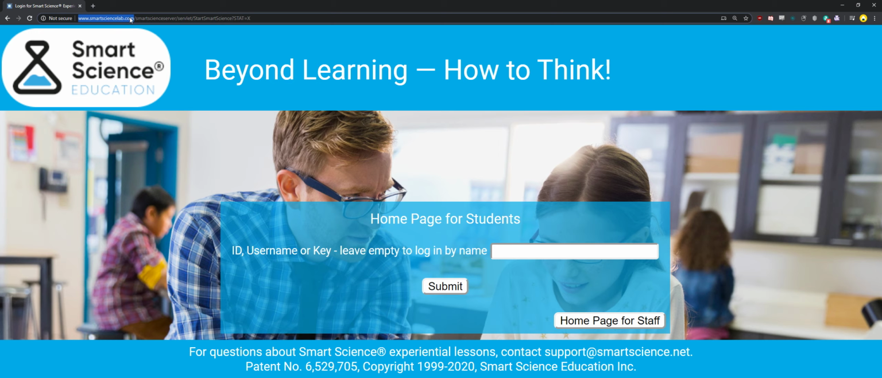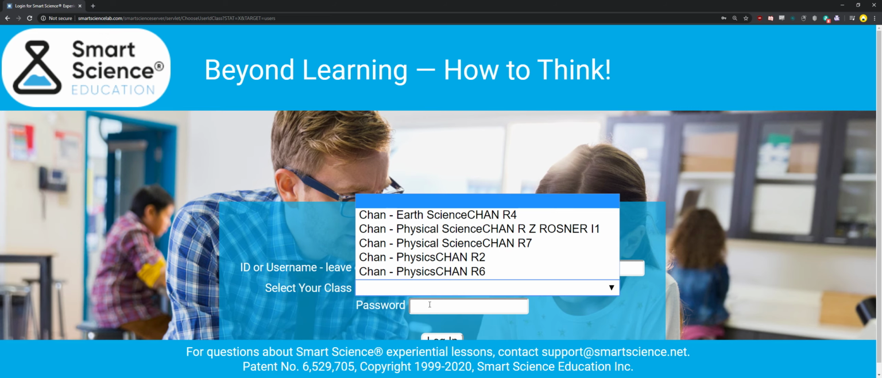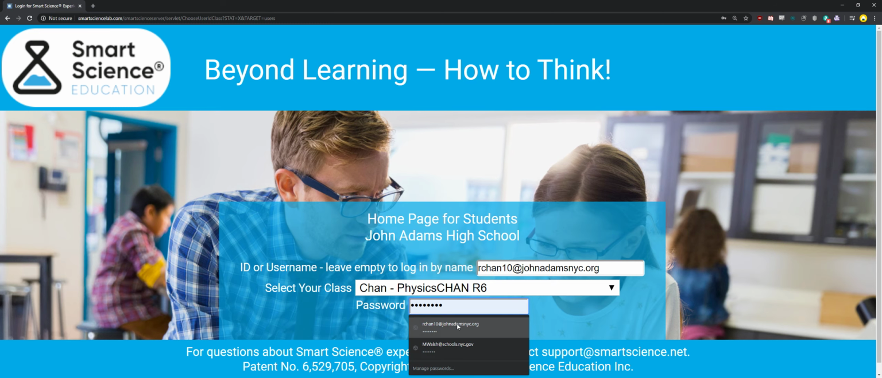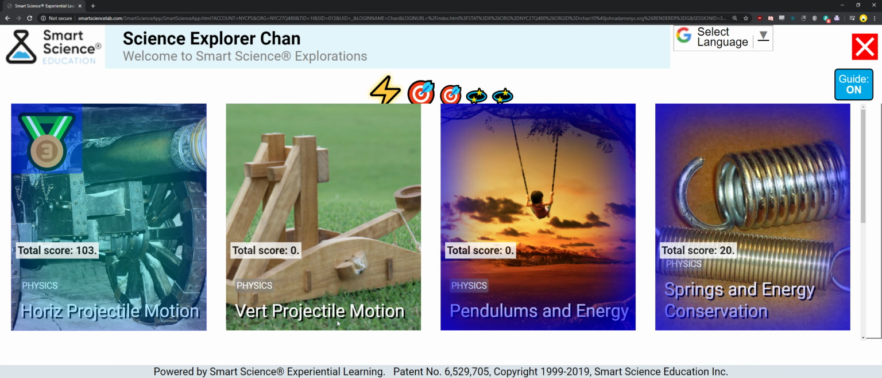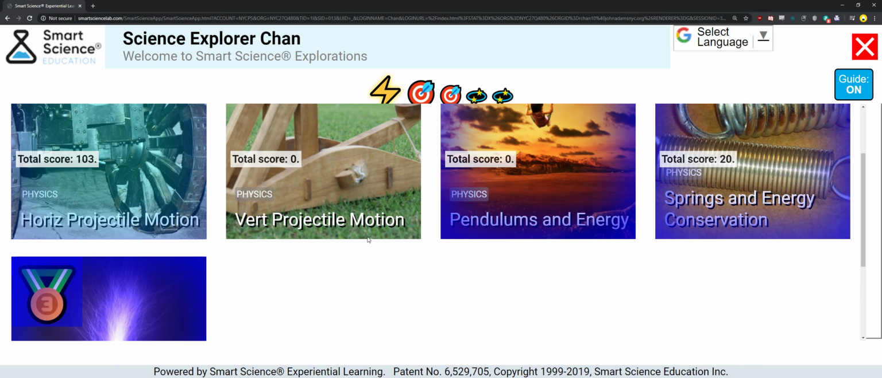So you're going to go to smartsciencelab.com. And then you're going to enter your email. And so my email is going to be this. And this is your John Adams High School email. You select your class, and your password is going to be science. Now, my password is not science, so don't even try. But your password that you're going to use is going to be science. Right? So you're going to log in.